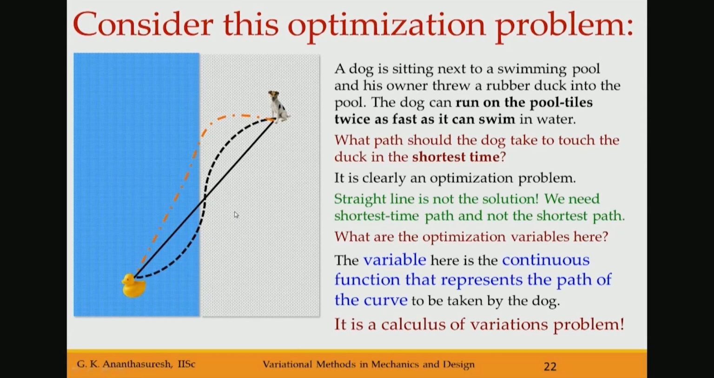So, such a problem is different from the finite variable optimization problem. Here we do not have x1, x2, x3, x4 and xn, we want to find a particular path. If the dog takes that path, it will reach the rubber duck in the quickest time, in the least time. The variable in such a problem is a continuous function that represents this curve. That is the essential difference between finite variable optimization and calculus of variations.